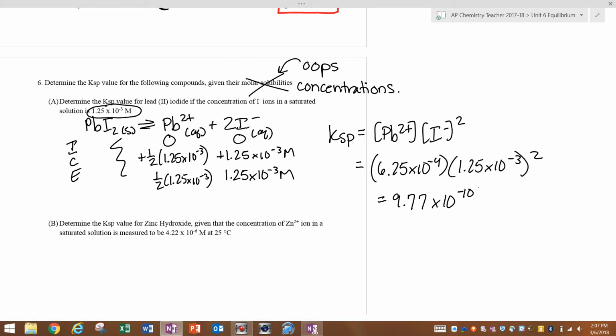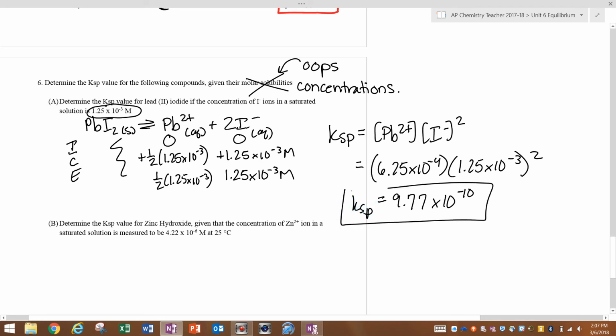I'm going to report this to 3 sig figs because it's a multiplication problem and my original values both had 3 significant figures in them. And so that is how you would solve for KSP given concentration values. So you just have to be really careful to read the question carefully and ask, what is it telling me? Is it telling me X or is it telling me 2X? Okay. Thank you.